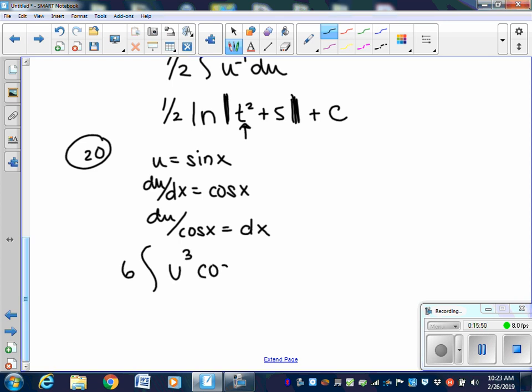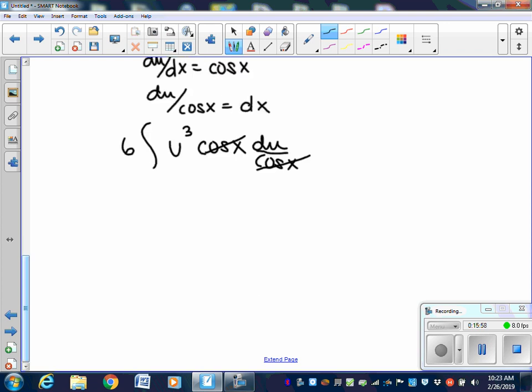I'm going to leave the cosine of x, replace the dx with du over the cosine of x. Goodbye to that, you're down to a more basic problem. It's 6u to the fourth over 4 plus c. The last thing you have to do is replace the u with the sine of x. So I would just write it as a parenthesis with the 4 divided by 4 plus c.